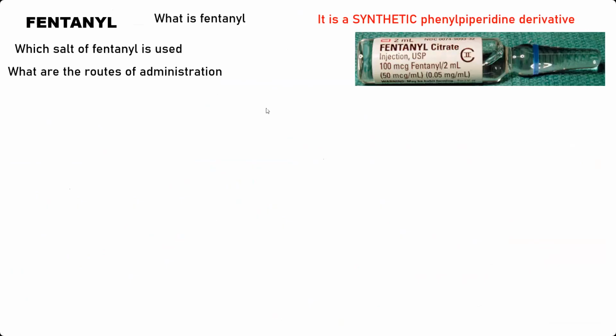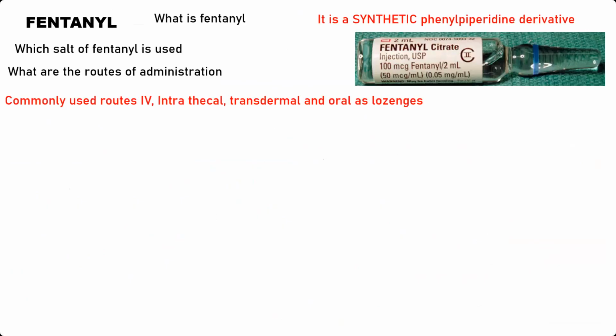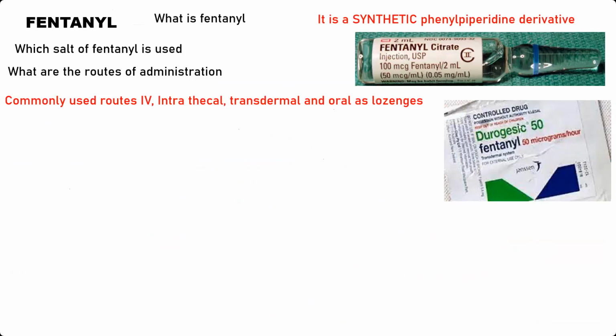So transdermal, intravenous, intrathecal, epidural. So commonly used routes are IV, intrathecal, transdermal, and oral lozenges also are available. You can use it in the epidural, but it is not used that commonly as intrathecal. Intrathecal we use for a little prolongation of the subarachnoid block. But epidural we use a longer acting opioid rather than fentanyl. Transdermal is very commonly used, and nowadays we have oral lozenges also coming up in the market. So this is Durogesic controlled drug release patches which can be put on the skin, releasing 50 micrograms per hour.